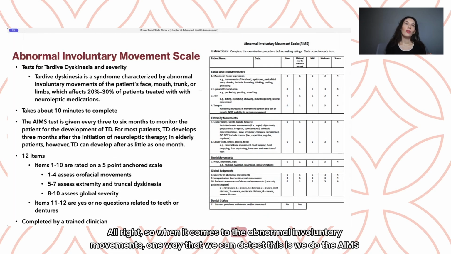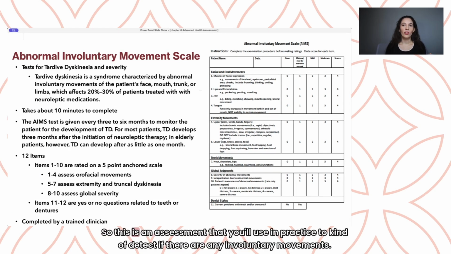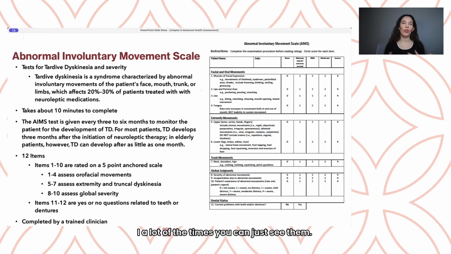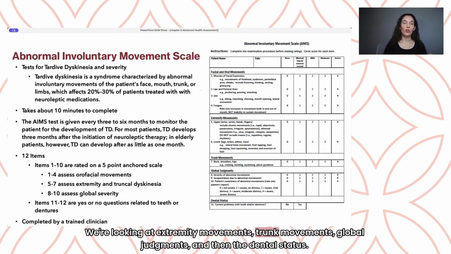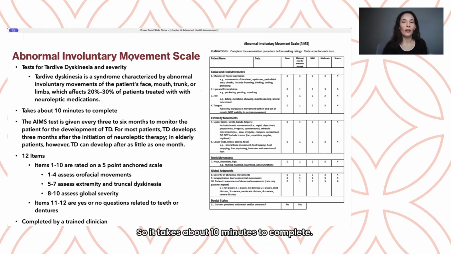All right, so when it comes to the abnormal involuntary movements, one way that we can detect this is we do the AIMS assessment. This is an assessment that you'll use in practice to detect if there are any involuntary movements. A lot of the times you can just see them. It's also a good way to track, are they getting worse? Are they getting better? This is the purpose of the assessment. So we're looking at the facial and oral movements, extremity movements, trunk movements, global judgments, and then the dental status. It takes about 10 minutes to complete.